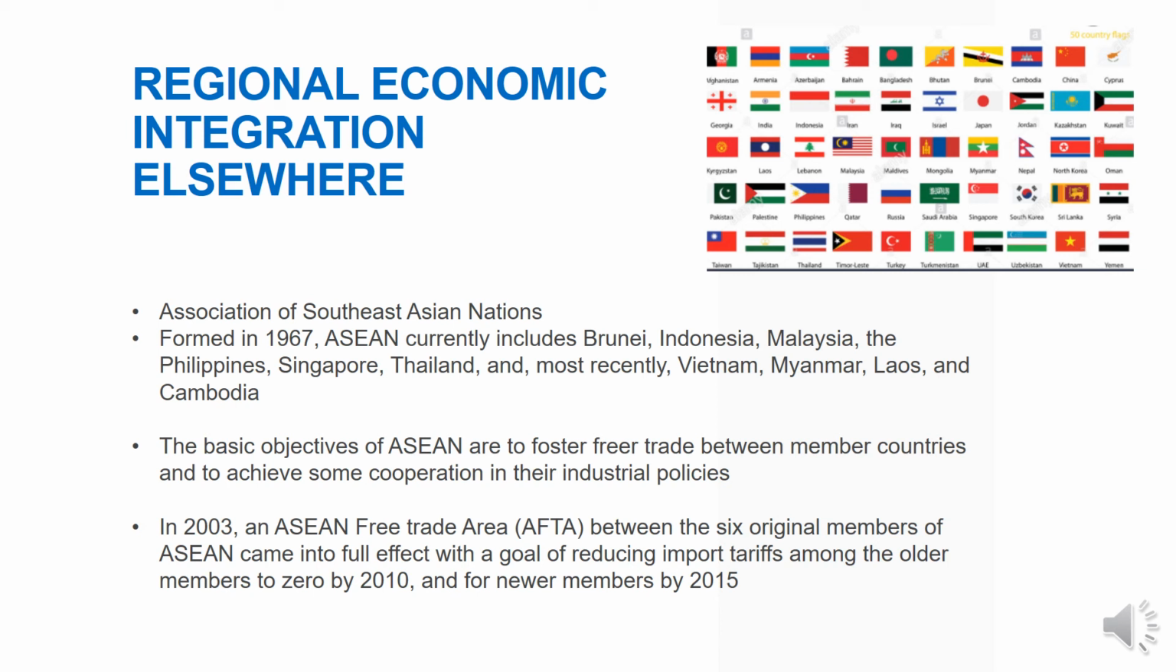Association of Southeast Asian Nations. ASEAN was formed in 1967. Member countries include Brunei, Indonesia, Malaysia, the Philippines, Singapore, Thailand, and most recently Vietnam, Myanmar, Laos, and Cambodia. The basic objectives of ASEAN are to foster freer trade between member countries and to achieve some cooperation in their industrial policy. In 2003, the ASEAN Free Trade Area (AFTA) between the six original members of ASEAN came into full effect with a goal of reducing import tariffs among all the members to zero by 2010, and for newer members by 2015.